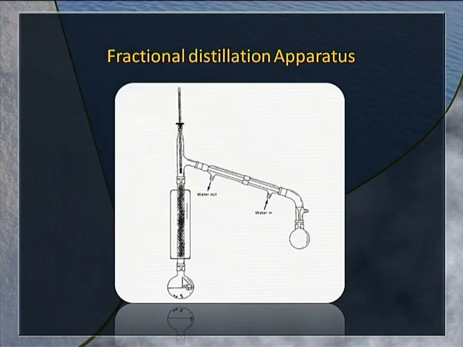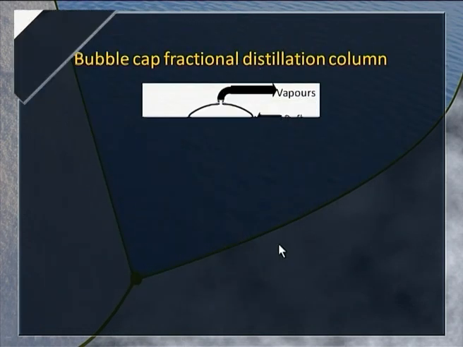The distillation apparatus is simple here. You have the liquid taken in the flask, you heat it, it vaporizes, vapors condense here. The less volatile component condenses first and starts trickling down, whereas the more volatile component goes up and ultimately emerges out of the condenser and is collected as distillate. But this is what we do on the laboratory scale.